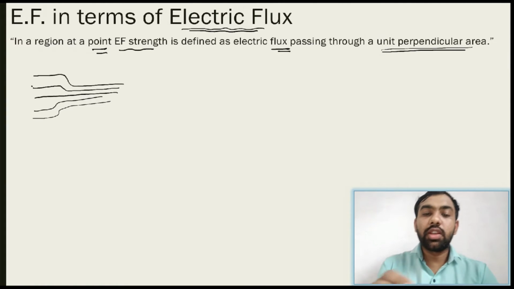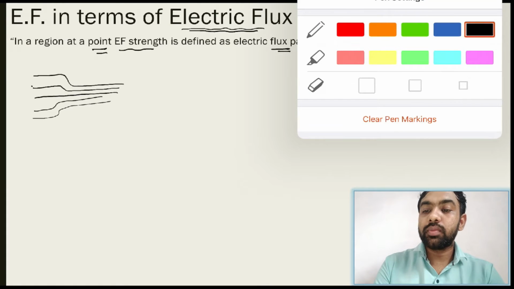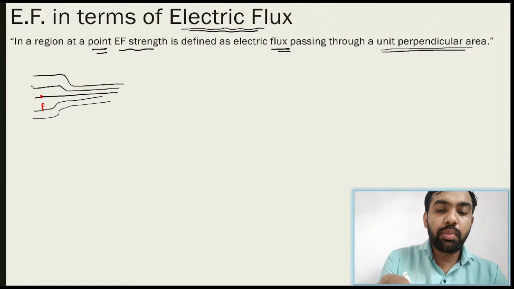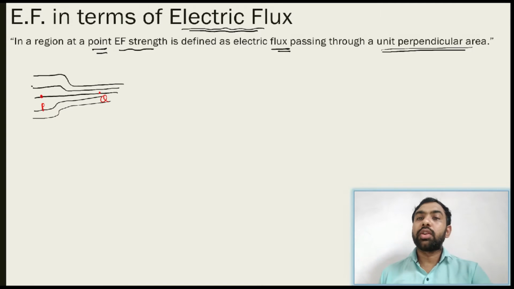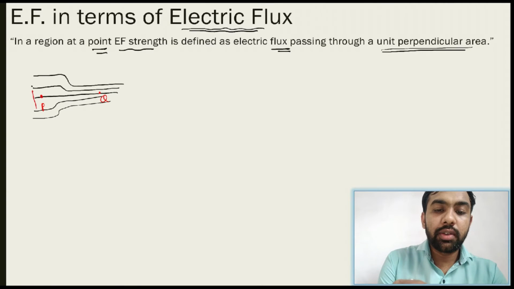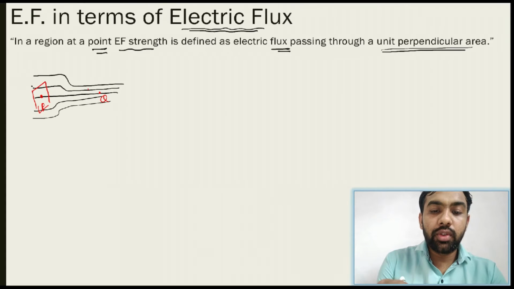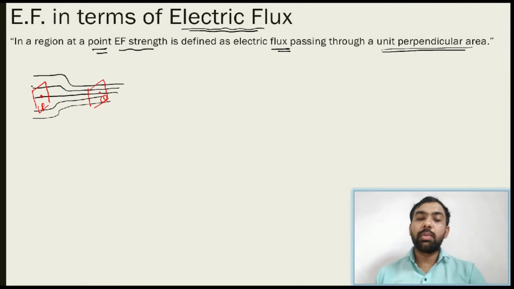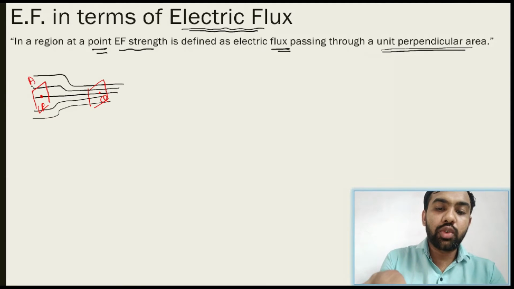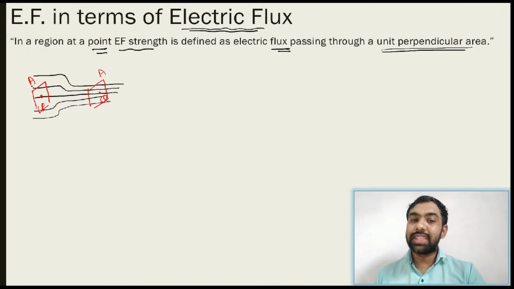In this type of situation, you just use the 2 points, point P and point Q. You draw the same area at point P and you draw the same area at point Q. Same area. Here this area is also A, this area is A. It means through the same area.